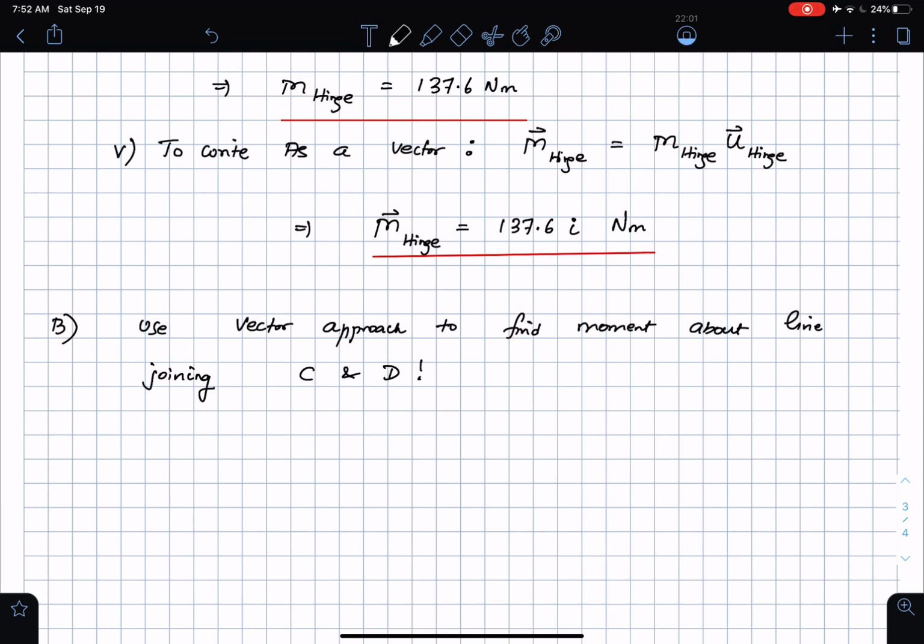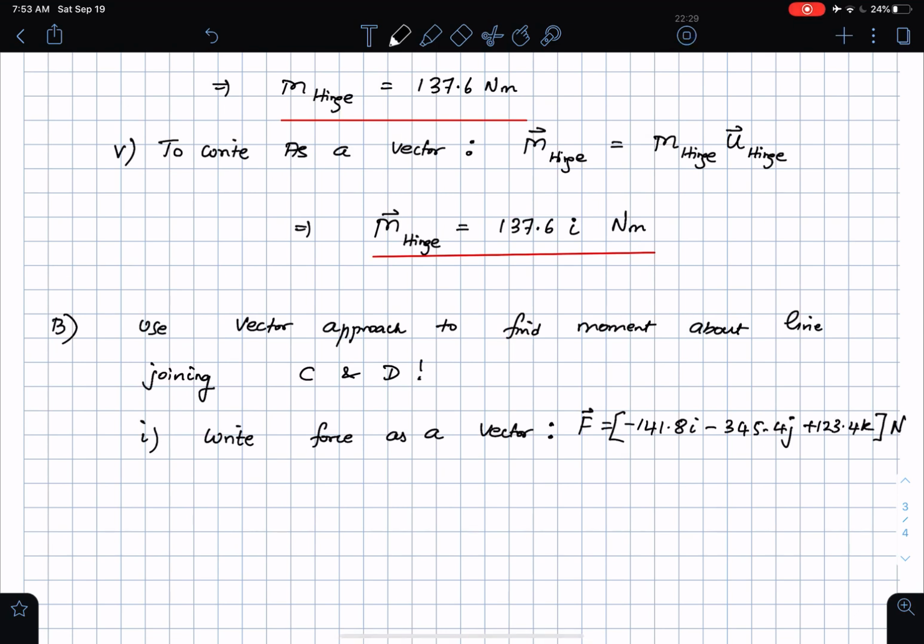Here are my steps. Write the force as a vector. This we have already done, right? Which means that this force vector is going to be the following. This was already done in the previous step: 141.8i minus 345.4j, and then 123.4k. This was so many newtons.